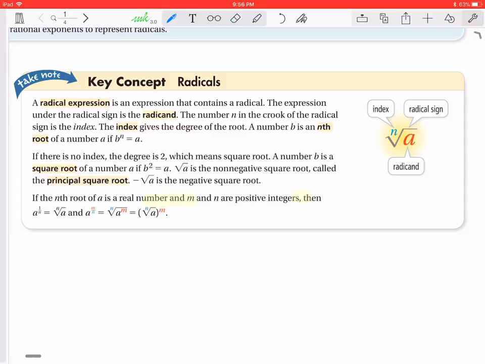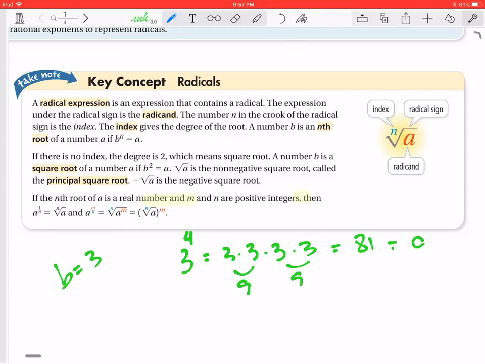So, for example, let's say I have 3 to the 4th power. That 3, our b, is equal to 3. That's the base of our exponent. Now, we have 4 here. So if we think about this, that is going to be 3 times 3 times 3 times 3. 3 times 3 gives us 9. So that's going to end up giving us 9 times 9, which will give us 81. So this is going to give us the value of a.